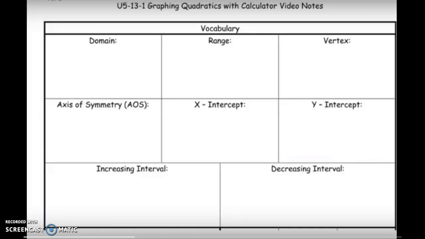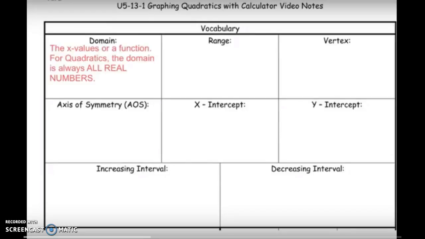So the first one I want to go over is domain. The domain of a function are the x values of the function. And for quadratic functions, that domain is always all real numbers. Okay, next we want to take a look at the range of a function. So if the domain is the x value, the range is the y values of the function.